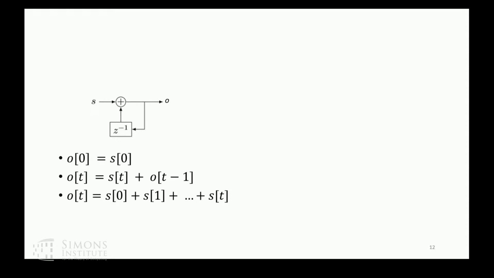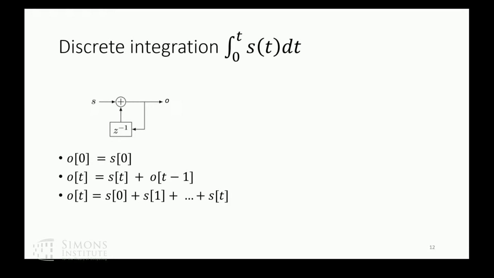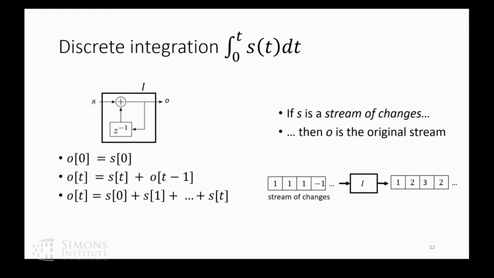This is actually a system of equations, where you can do a Gaussian elimination and get a unique solution. Every output is the sum of everything you've seen so far. This is really nothing but the discrete form of the indefinite integral of the stream values, if you consider them as a function of time. This is a very useful operator, and it does the inverse of what the derivative did.